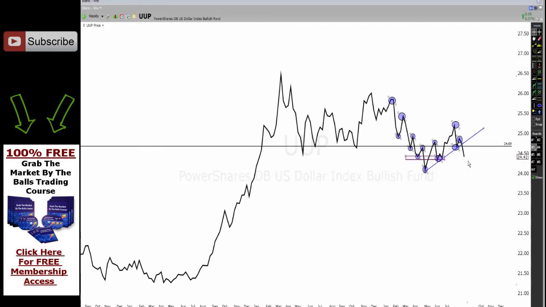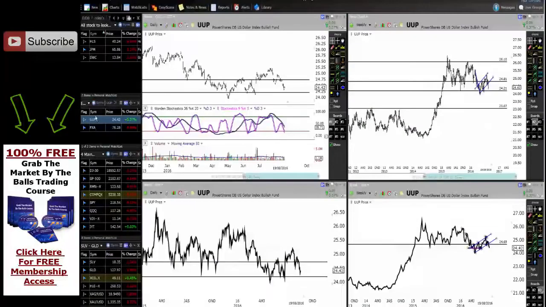That's actually a very weak sign, and unless we break back above that level and get back above 25, this looks like it may be the start of breaking out of this bear flag. You can see a pretty strong flag and now it's breaking out of this channel. US dollar looks really weak here. So a bit more downside to come, I would say, in the US dollar.